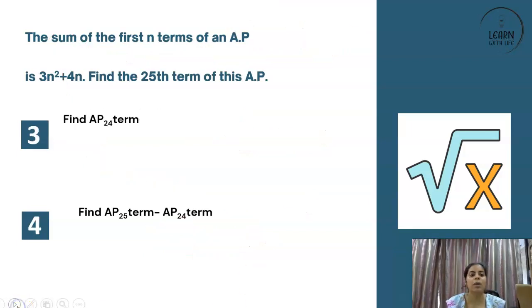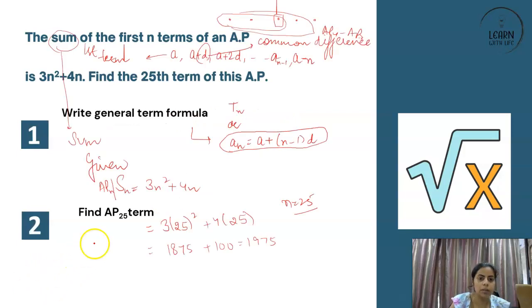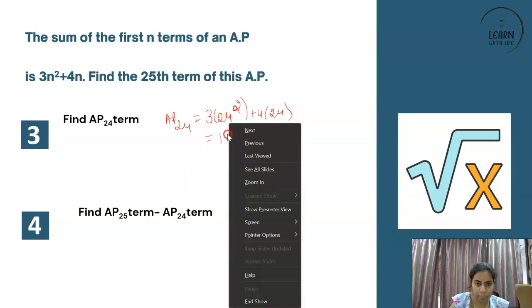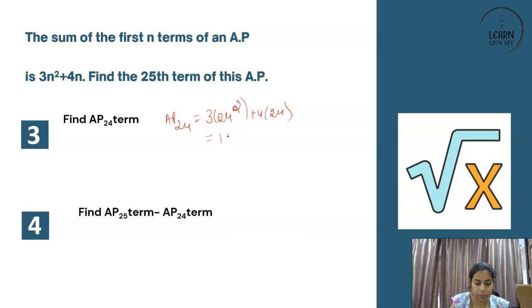Now what is my next thing? Now I need to find AP24. In the similar fashion, AP24 is what? 3 into 24 square plus 4 into 24. By the way, did we do a mistake in the previous step? No, not 25 cube. I think I spoke by mistake 25 cube. It was 25 square. Now, what is 24 square? 576 or what is it? Right, so you will have to see that yourself. Multiply by 3 is nothing but going to cost you something, and then you will also have to do 4 into 24.